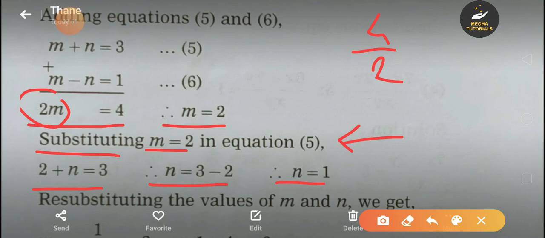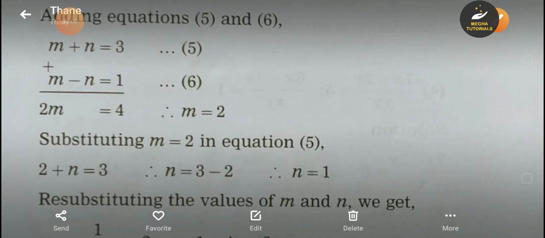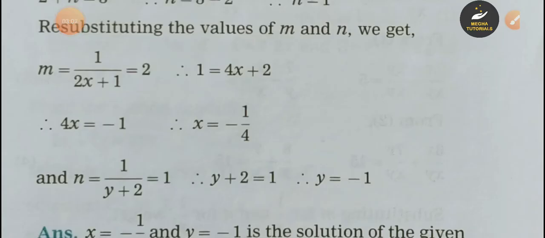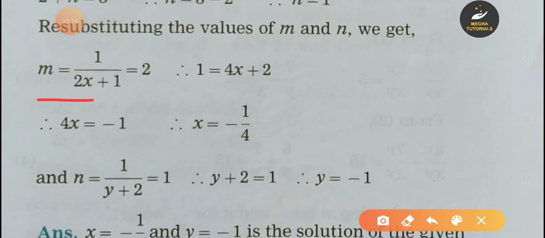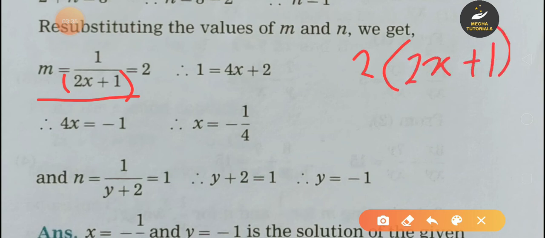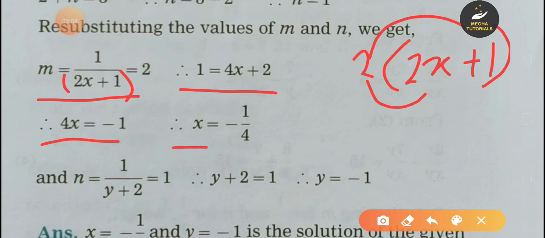So अभी हमारे पास m का वैल्यू है and n का वैल्यू है. So we'll resubstitute these values in the original equations. So resubstituting the values of m and n to get m is equal to 1 upon 2x plus 1 is equal to 2. Okay, then this 2x plus 1 is transposed on RHS. So आपको मिला 2 in bracket 2x plus 1. After opening the bracket you will get 1 is equal to 4x plus 2, because 2 into 2x is 4x and 2 into 1 is 2. So आपको मिला 1 is equal to 4x plus 2. इसको अगर आप सॉल्व करोगे तो आपको मिलेगा 4x is equal to minus 1, and ultimately you will get x is equal to minus 1 upon 4.